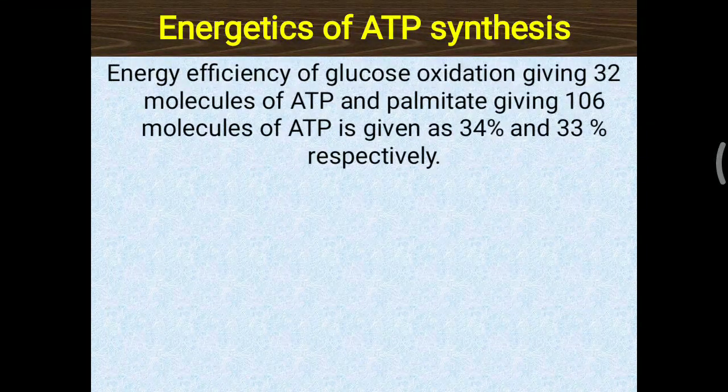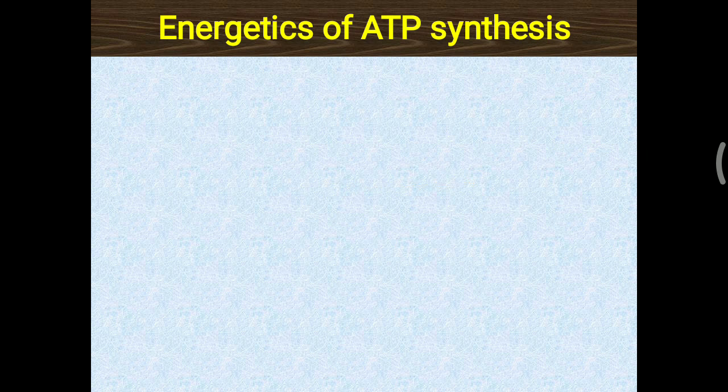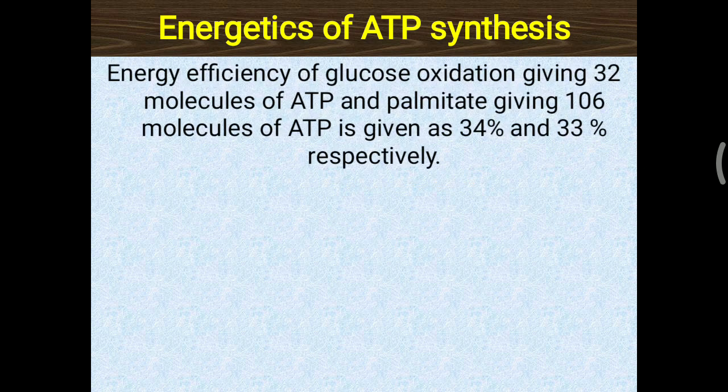The energy efficiency of glucose oxidation, giving 32 molecules of ATP, and of palmitate, giving 106 molecules of ATP, is 34% and 33% respectively of the overall energy production. So what about the rest of the energy? Out of the total energy production of glucose, only 34% is trapped as ATP, a total of 32 ATP. In the same way, palmitate generating 106 ATP is only 33% of total energy production. The rest of the energy is utilized for heat production inside the cell.